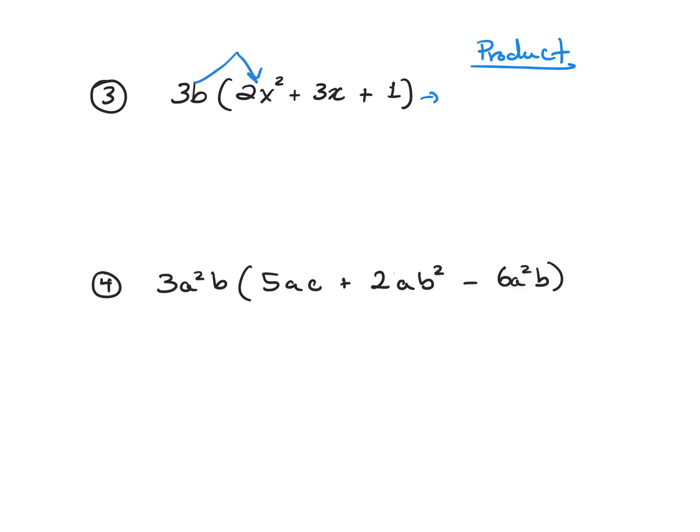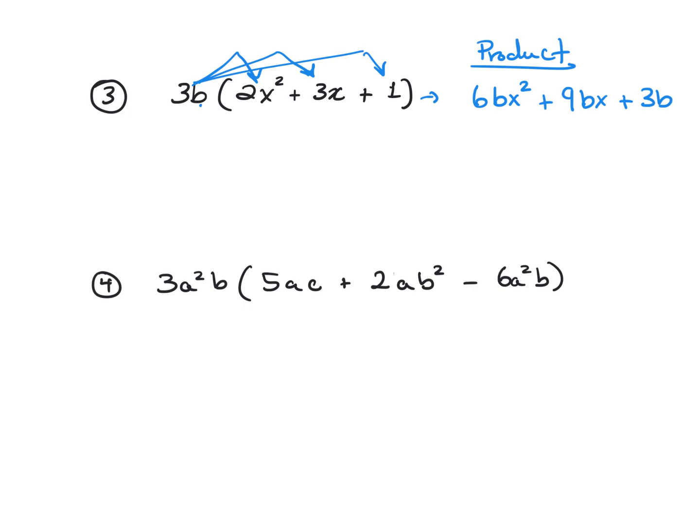So I do the 3b times 2x squared, and I get 6, and then multiply the variables. b times x squared is bx squared. And then I multiply the next term, so I distribute again, which is 3b times 3x, which is positive 9, and that will be bx. And then I multiply the last term, which is a positive 1, so anything times 1 will inevitably be itself, so this is plus 3b.